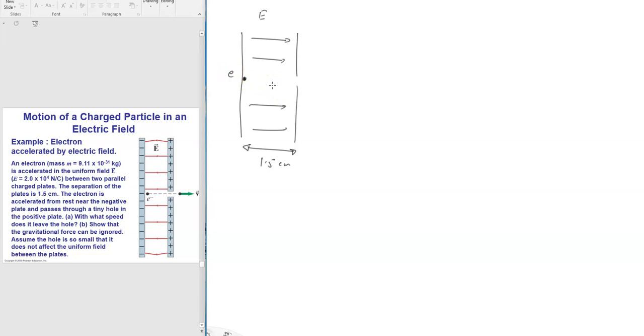With what speed does it leave the hole? Show that the gravitational force can be ignored.